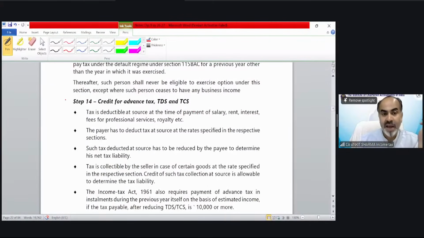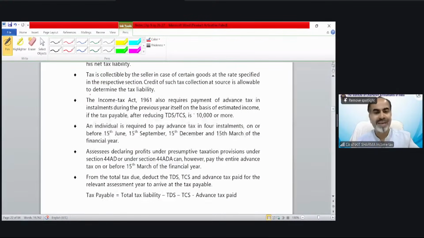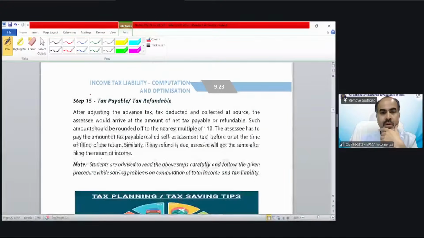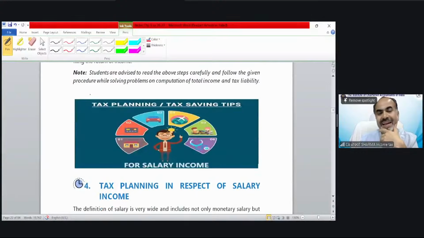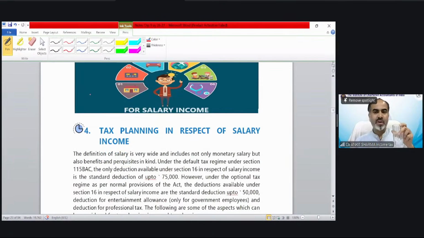After calculation of tax, you can deduct TDS, advance tax, TCS, and after that you will arrive at your final tax liability, that is, tax payable or refundable, depending. Fine. Now the second new concept under this chapter is tax planning, tax saving in respect of salary income.